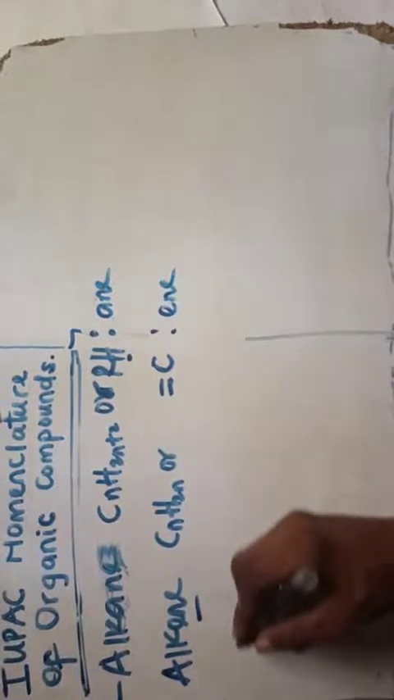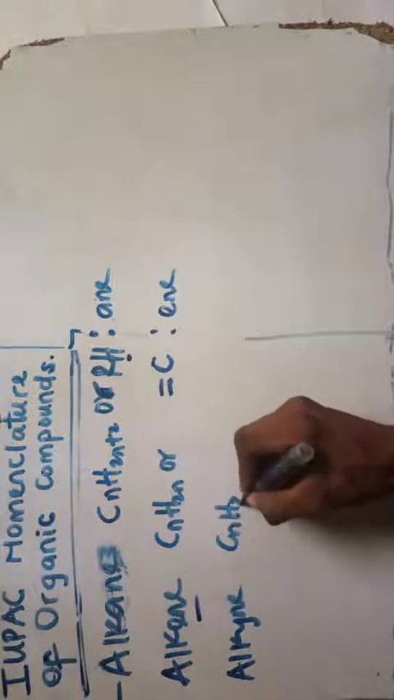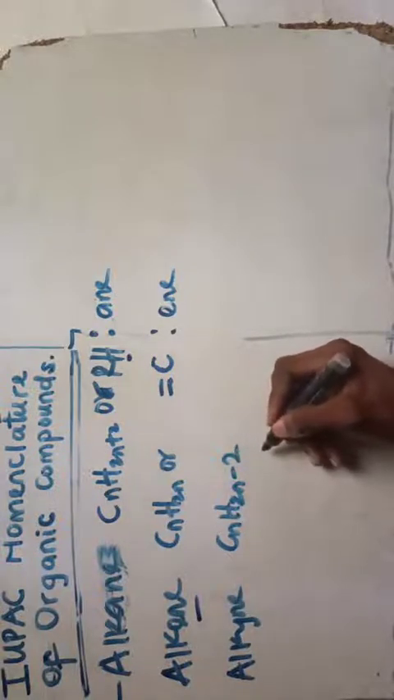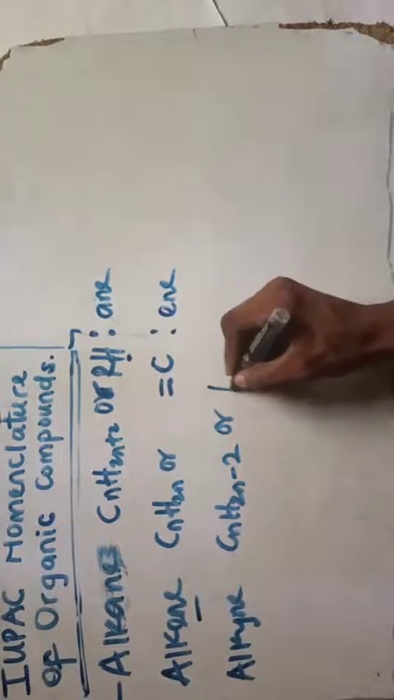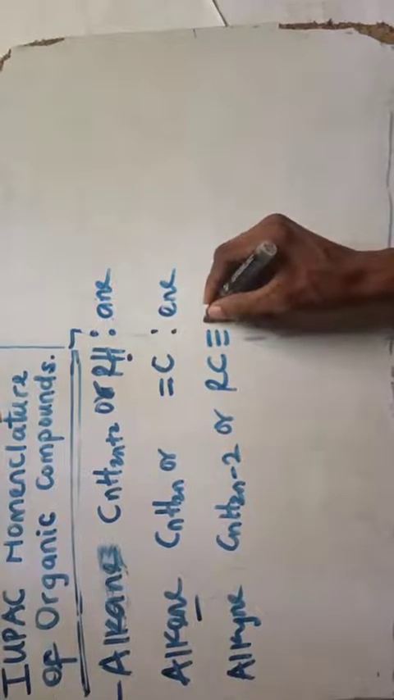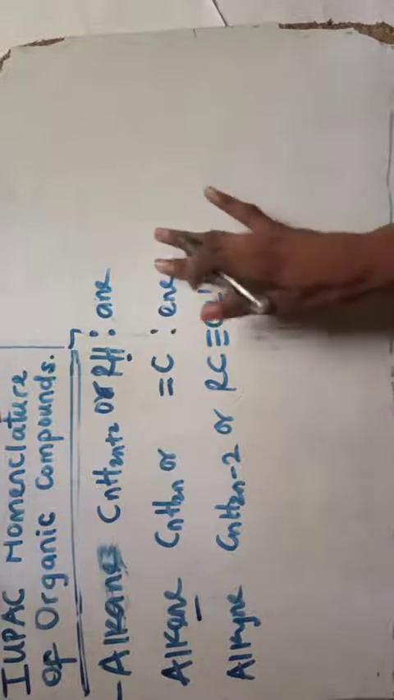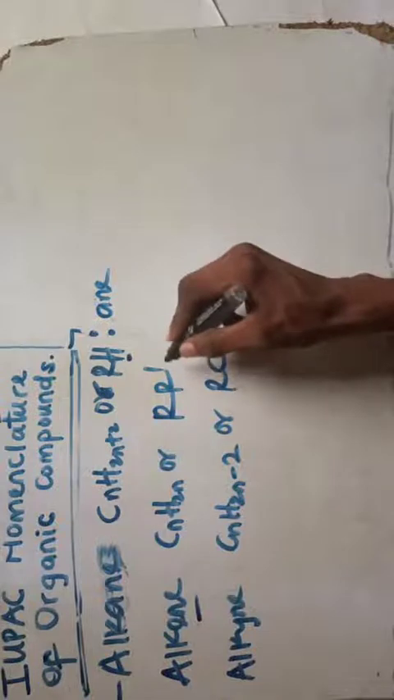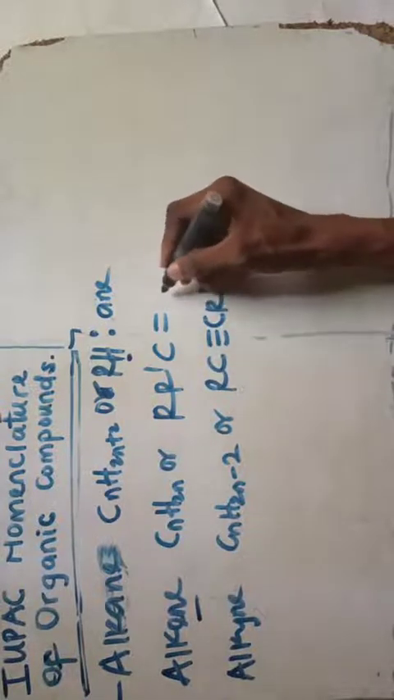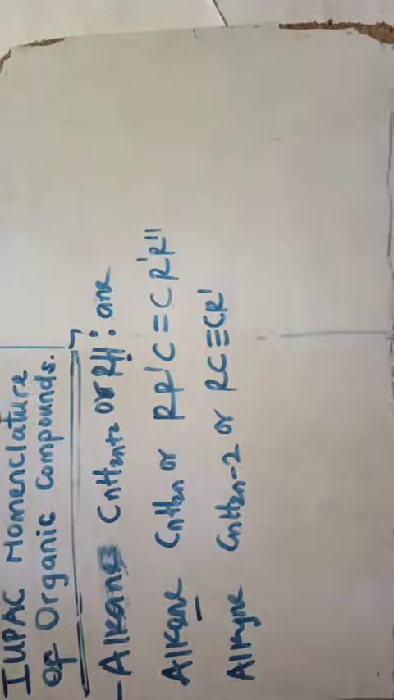Next we have alkyne. Alkyne is CnH2n-2. You can simply write it as R, C triple bond C, R. Let me explain this. The other time I wrote this as R prime, with a double bond, and you have it as R and R prime. This R is just a branch.